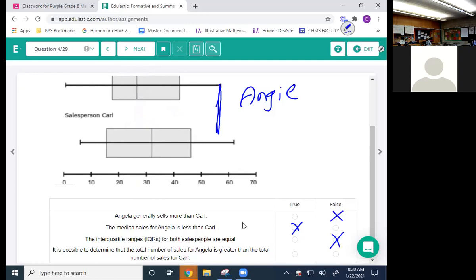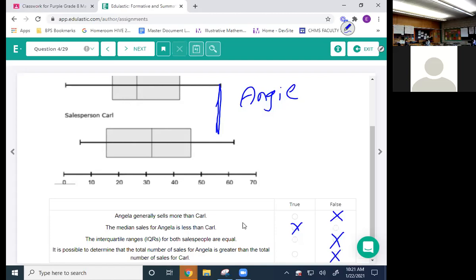Now, it is possible, just given these box and whiskers, to determine that the total number of sales for Angela is greater than the total number of sales for Carl. Just looking at a box and whisker, can I tell if Angie sold more cars than Carl? No. Abby's shaking her head. Why do you think no, Abby? Because you can't tell by looking at it, you have to do certain steps to solve and find out. Very good. Ian, add on. It doesn't show, so say Angela could have sold multiple cars for $30, it doesn't show that on the box and whisker. Exactly. Nice hand-in-hand work there, guys.